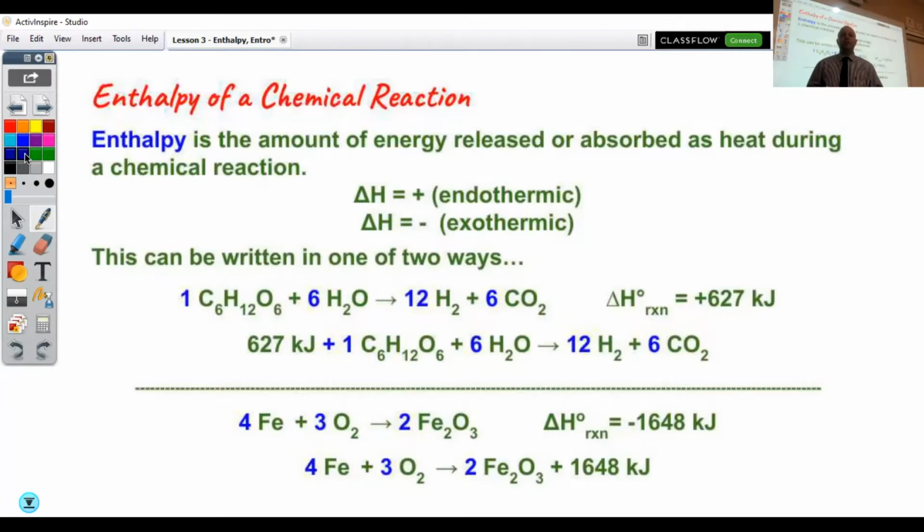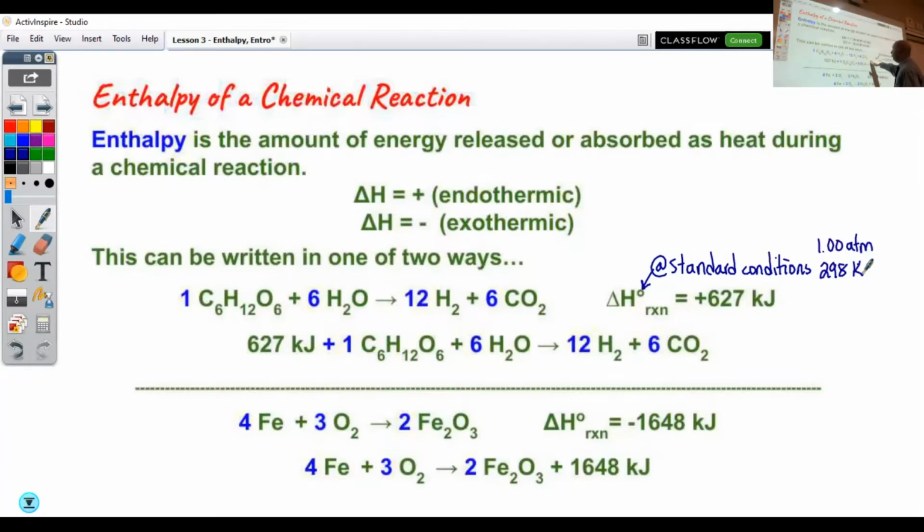Take a look at the first example behind me. In this first example, you'll see that we have a delta H for the reaction, which means change in heat energy for the reaction. This part up here just means at standard conditions. And standard conditions for enthalpy reactions are 1 atmosphere of pressure and 298 Kelvin, slightly different than what standard conditions were when we talked about gas laws.